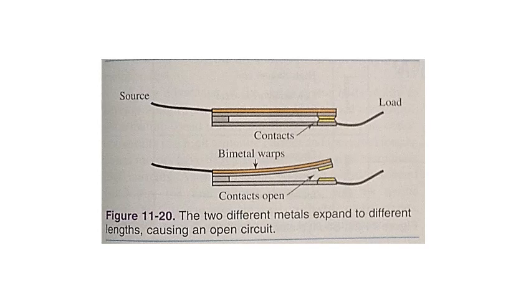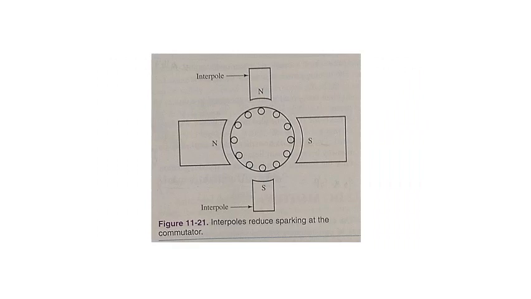Commutation and interpoles. As the armature rotates, the current in the armature windings routinely reverses. This is caused by commutator action. Due to the self-inductance of the windings, however, the current does not instantly reverse. This results in sparking at the commutator brushes. There are a number of methods for preventing these sparks. Changing the position of the brushes is one method.